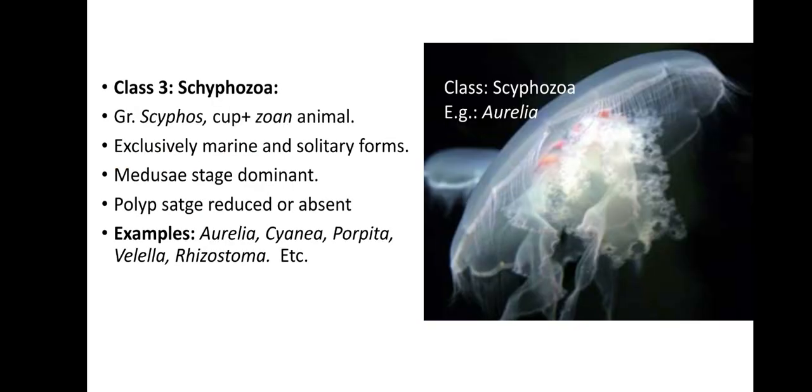The last class is Scyphozoa. Scyphos means cup and zoon again animal. So, Scyphos cup, the body is like an umbrella. Okay, umbrella shaped, as you can see there. Aurelia, jellyfish, looks like one translucent umbrella. Okay, cup-like body, medusoid forms. So, these are exclusively marine, and not only that, they are solitary forms.